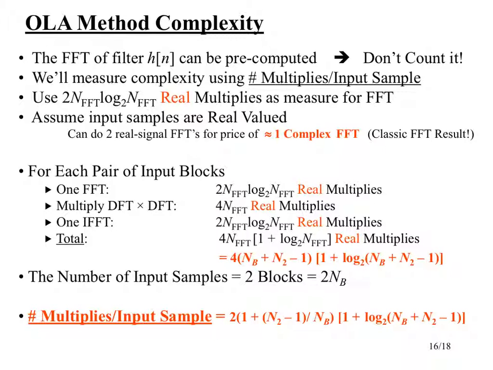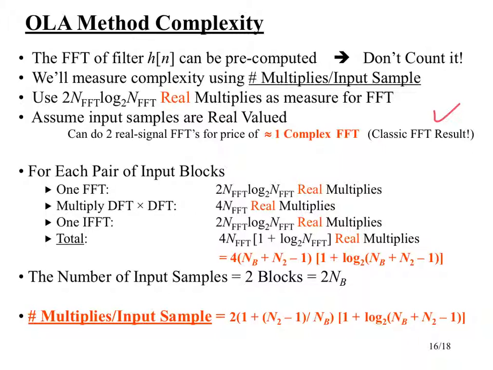But for the most part, let's assume, just as an assessment here, that our signals are real valued. And so there's a trick. You can actually trick an FFT, which is designed to work on complex numbers. You can put two real signals into it, one is the real part, one is the imaginary part, and be able to actually compute the FFT of two different real signals for the cost of one complex FFT. This is a classic result that people have found and discussed in textbooks.